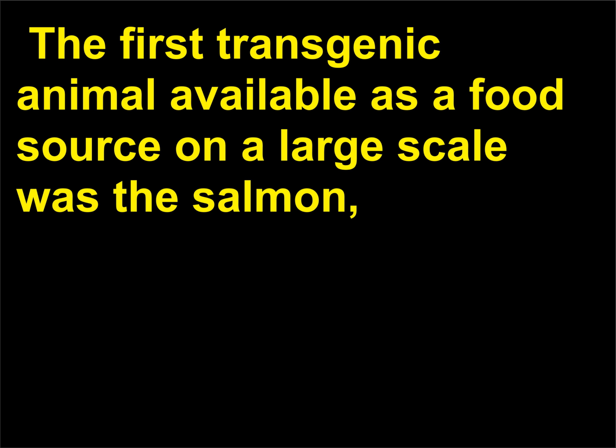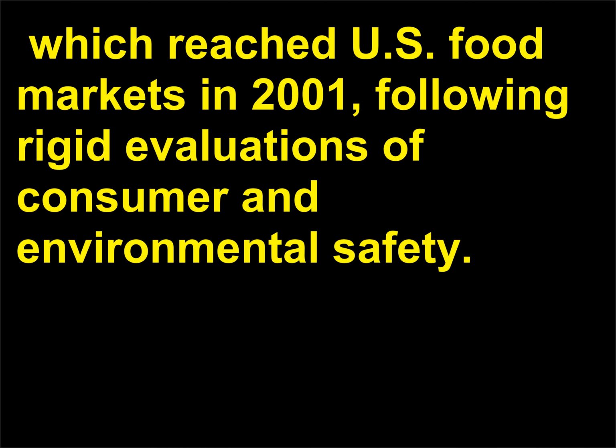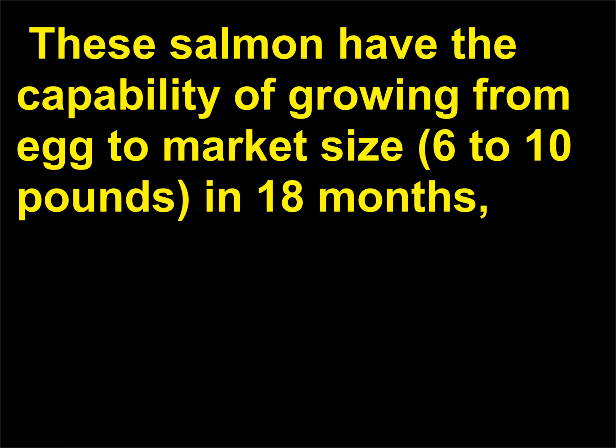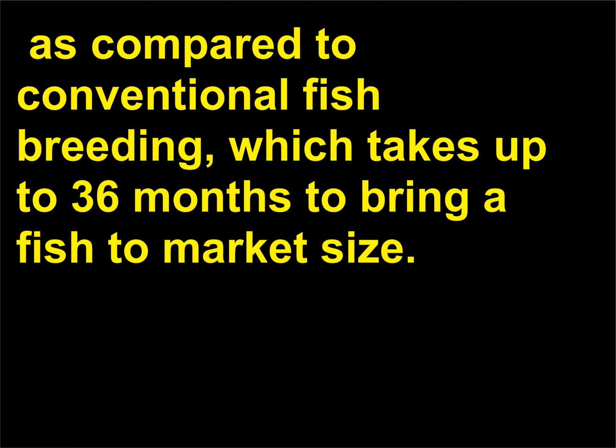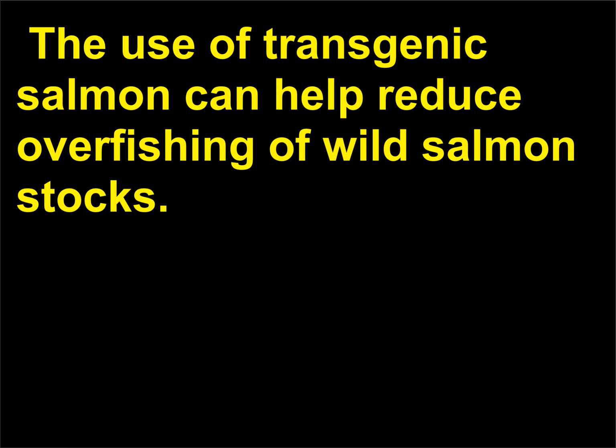The first transgenic animal available as a food source on a large scale was the salmon, which reached U.S. food markets in 2001, following rigid evaluations of consumer and environmental safety. These salmon have the capability of growing from egg to market size, 6 to 10 pounds, in 18 months, as compared to conventional fish breeding, which takes up to 36 months to bring a fish to market size. The use of transgenic salmon can help reduce overfishing of wild salmon stocks.